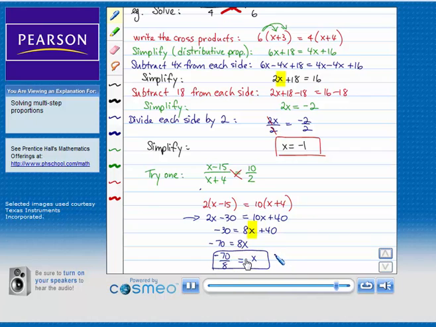That leaves me with x is equal to negative 70 over 8. And of course, that can be reduced. The numerator and denominator are both divisible by 2, so that leaves me with negative 35 over 4. You can leave it that way, or you can write that as a mixed numeral, and that would be negative 8 and 3/4.